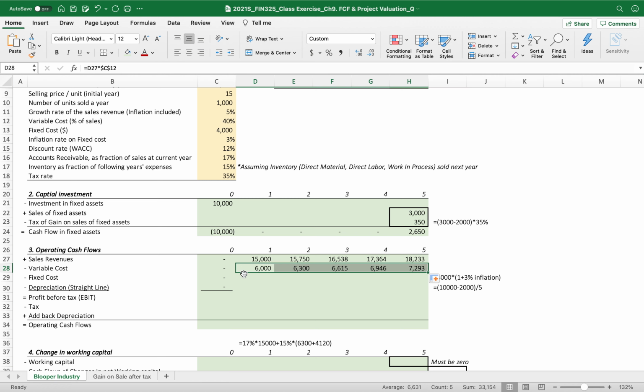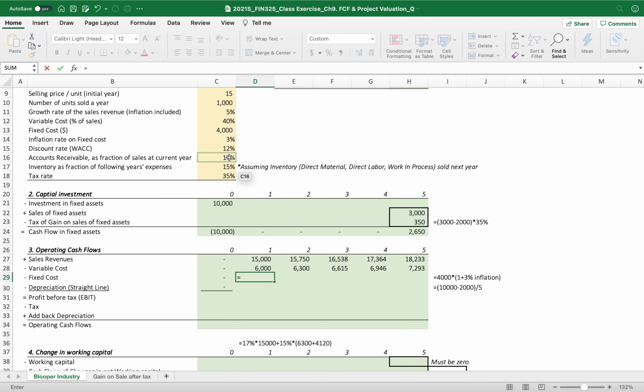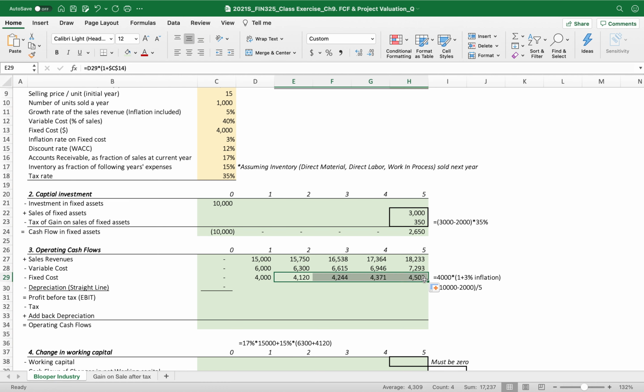So we got it. And then the fixed cost in the first year was $4,000, right? But it is going to be growing with the inflation rate of 3%. So let's fix this so that when I drag to year 5, it's automatically increased along with this 3% inflation rate.